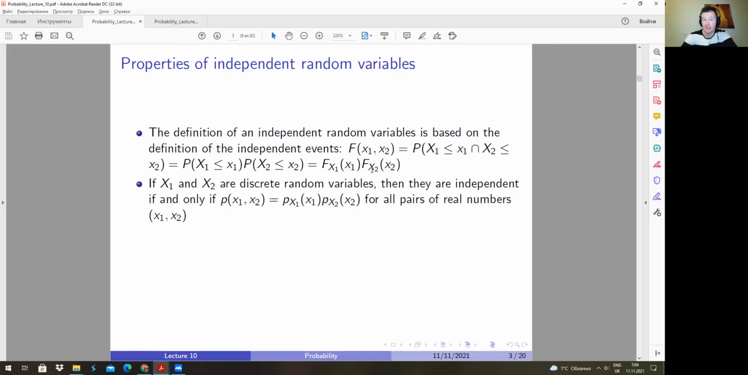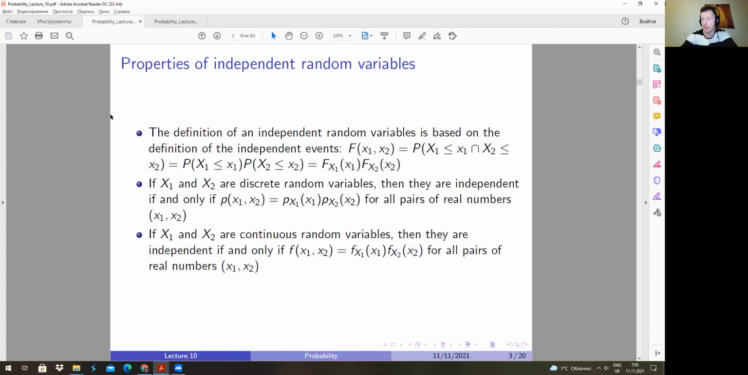Well, also, if these variables are discrete, then they are independent only if their joint mass function equals the product of marginal mass functions. So basically you don't need to use the cumulative distribution function to check the independency. You can use the probability mass function for discrete variables, and you can guess that the same holds for continuous variables. Instead of the cumulative distribution function, you can use the density function for continuous random variables, and that's how you can check the independency of two variables.